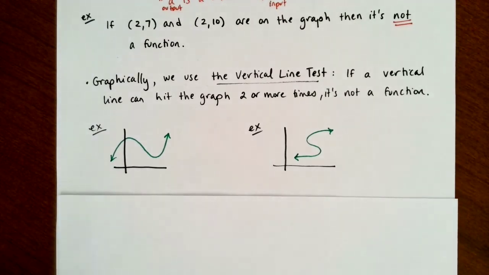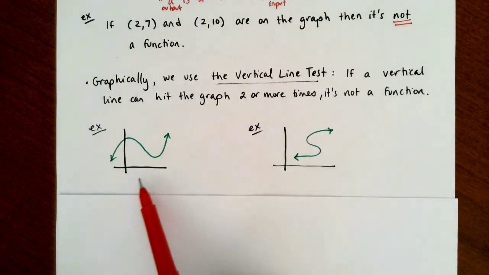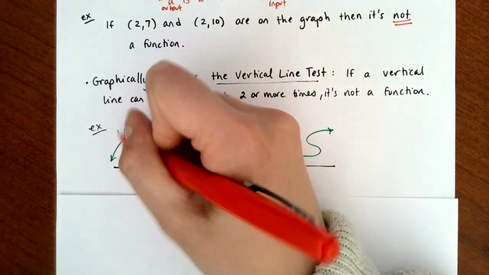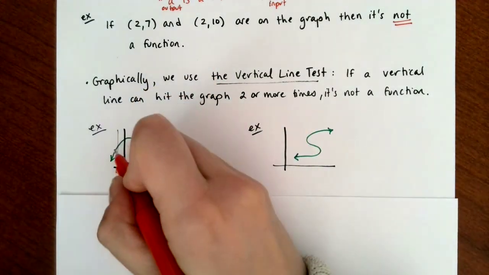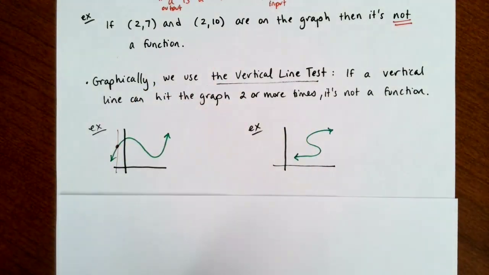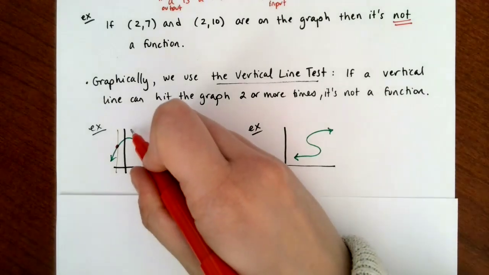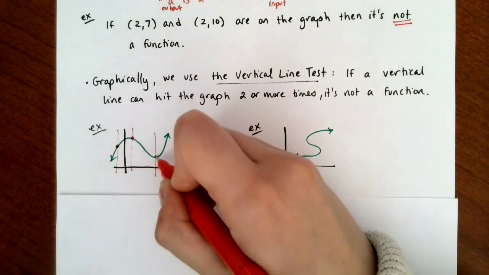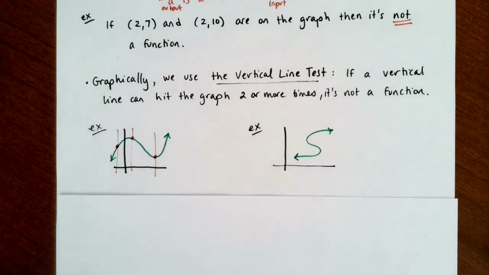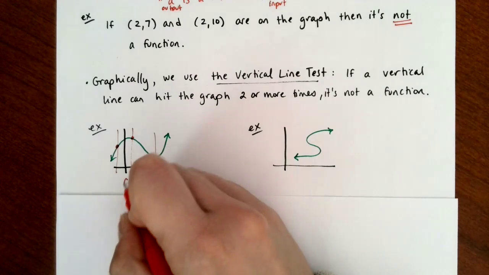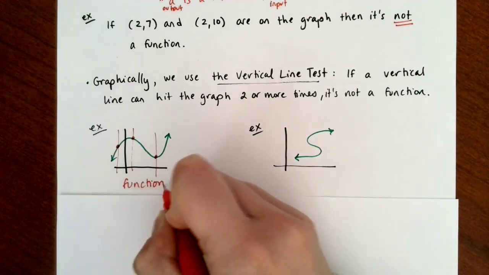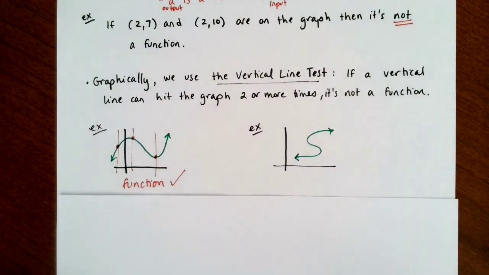So the vertical line test is talking about any vertical line. So for this first example, if I draw a vertical line right here, then I only intersect the graph at 1 point, so we're good. If I do a vertical line here, only 1 point, here, only 1 point. No matter where you draw a vertical line, you cannot cross the graph more than once. So this is a function.